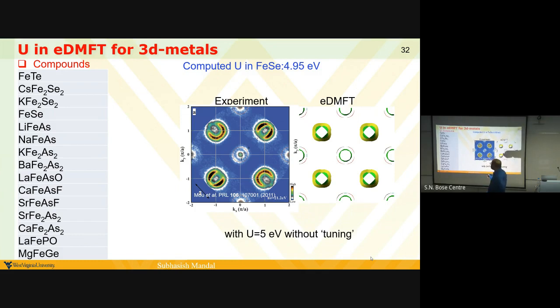But this is the LDA picture. In the DMFT picture it is different, because now again the U in DFT and the U in DMFT are not the same. Again, the U computed for structural parameters is not good for the experimental spectral properties. So there is no universal U.